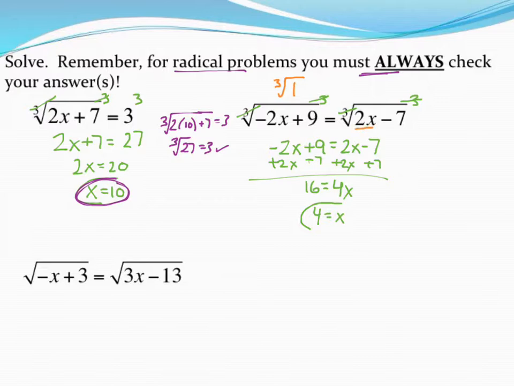2 times 4 is 8. Subtracting 7 again is 1. So I get cube root of 1, and yes, that's the same thing on both sides, so it checks out. So once again, we have a solution, 4.